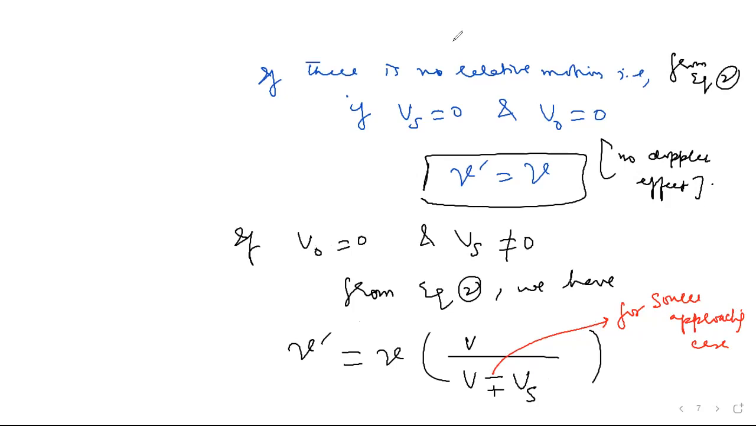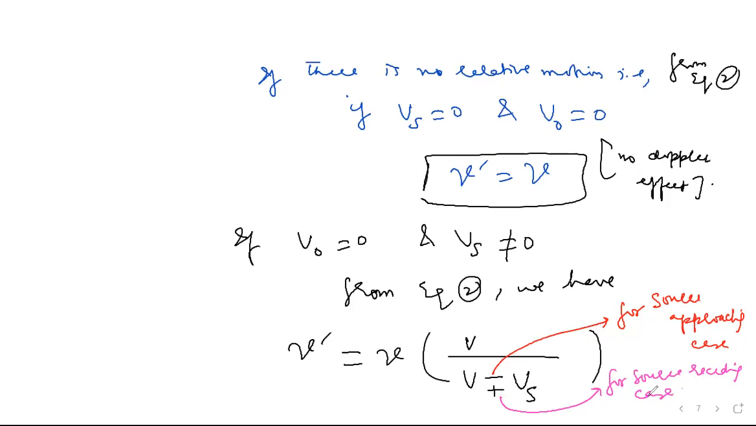Then let me use now another color. Plus sign, you understand now. Plus sign is for source receding case. That means when source recedes from the stationary observer, nu prime will be less than nu. That is possible when denominator will increase. That's why you have to take the plus sign, right?